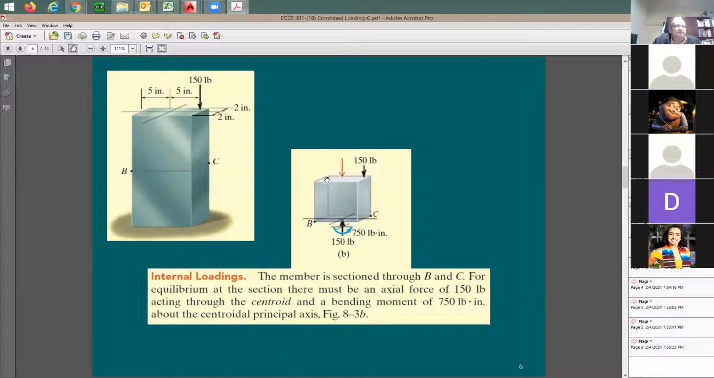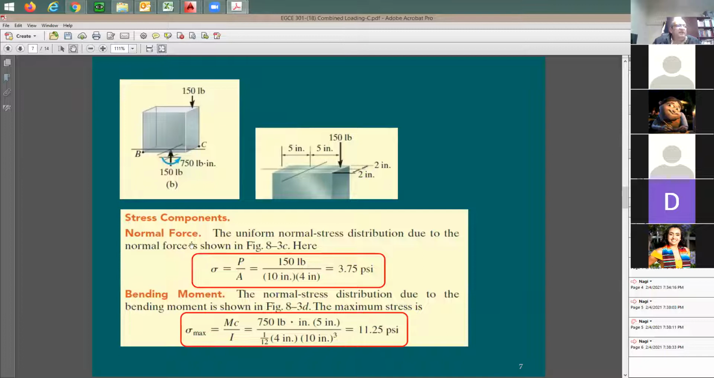moment coming this way. Why 750? Just take 150 multiplied by 5. It's going to get you how much? 750, right? Okay. And then after that, we do the stress due to only axial load. And then we do the stress due to what? Due to moment. And which one's larger in value? Just say this one's larger in value.